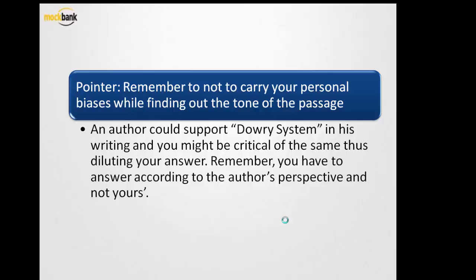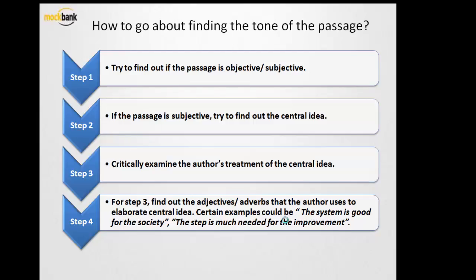That means you would end up building a parallel comprehension where you are criticizing the dowry system. But the questions are based on the author's perspective. So this will start clashing with the author's perspective, which will land you in a probability of getting the answer wrong. So do not do it.